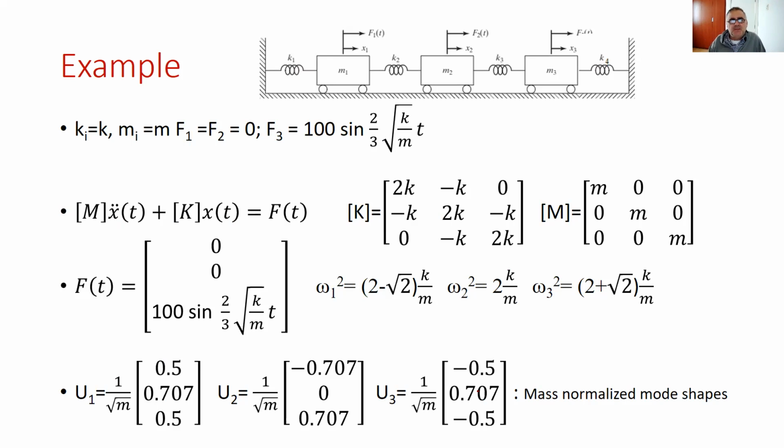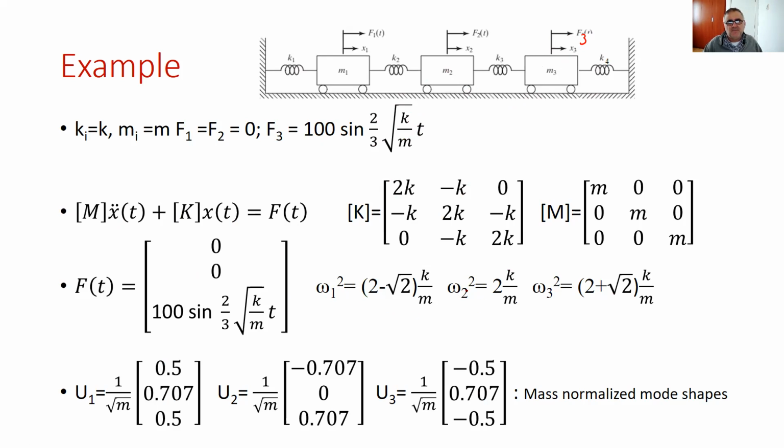There is an example here. This is the example we have done before. We assume that all the masses and the springs are the same: springs are k, masses are m. The first two forces, F1 and F2, are zero, but F3, which is not very well shown here, is 100 sine of (2/3)√(k/m) t, let's say.